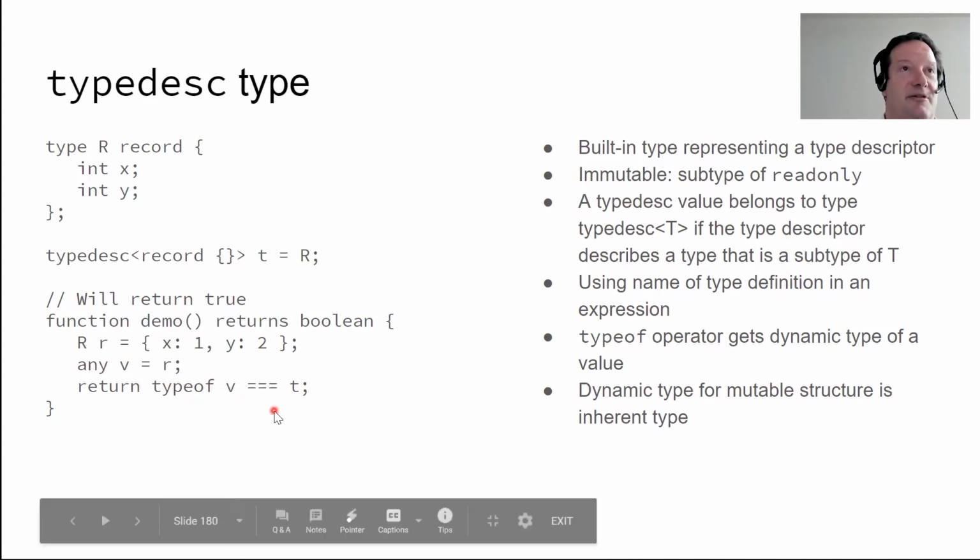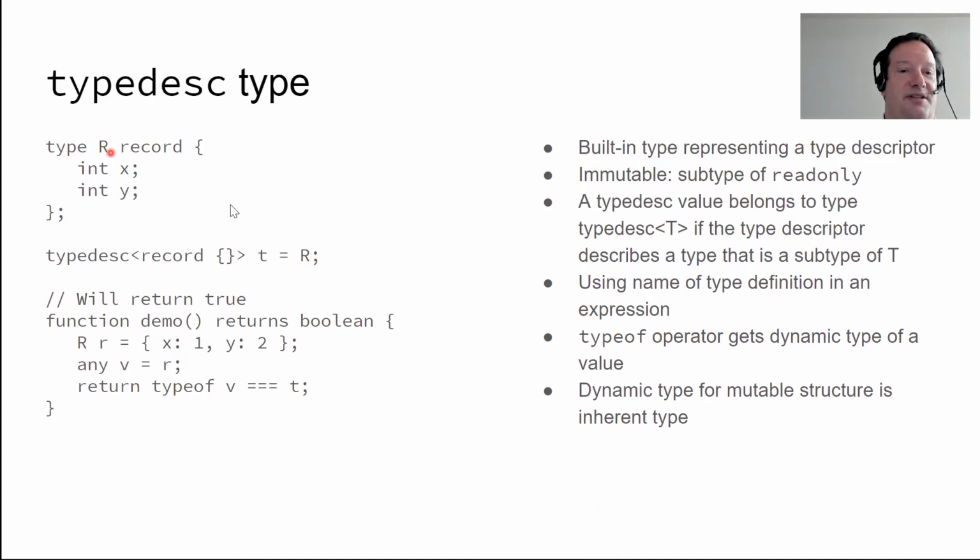So this function here will return true because I got the type of R in a typedesc and put it in T. And I also got this thing here, this record, its type is R, and I can get that with typeof. So they're the same thing, and I can use equals to test whether they're the same.